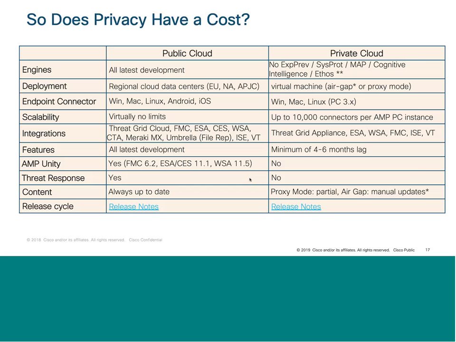Our engines are not the same. You do not get exploit prevention. You do not get system process prevention. You do not get malicious activity prevention. You don't get cognitive intelligence in there. And the Ethos engine is older. It's not as up to date as the current Ethos engine in public cloud.